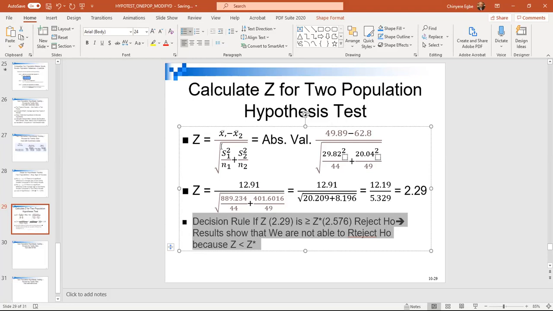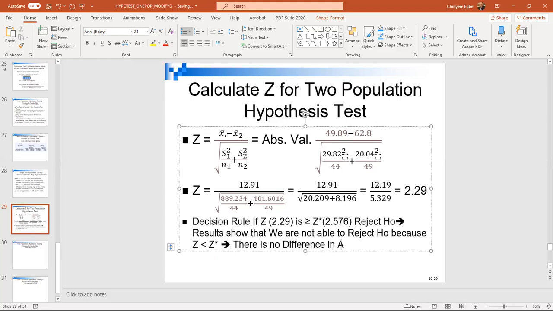What is the conclusion? The conclusion is that there is no difference in the average age of houses. The implication is there is no difference in average age of houses in the two neighborhoods. That is the conclusion that we reach.